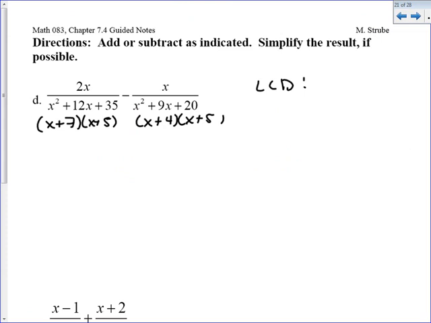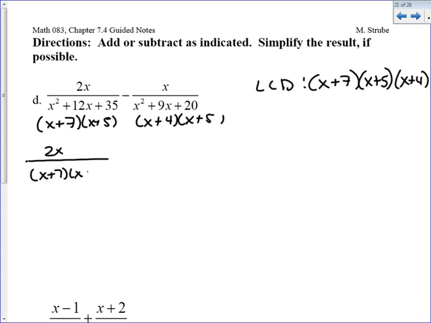So what's going into our LCD? I need x plus 7. How many x plus 5s do I need? That's the one we really have to think about. 1. It's only in each fraction once. And then I need my x plus 4. So if I look at my first fraction, and I see what it has in its denominator, what needs to go into my form of 1? X plus 4, the factor it's missing.